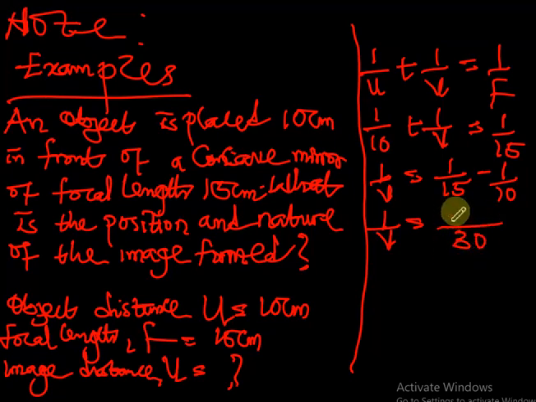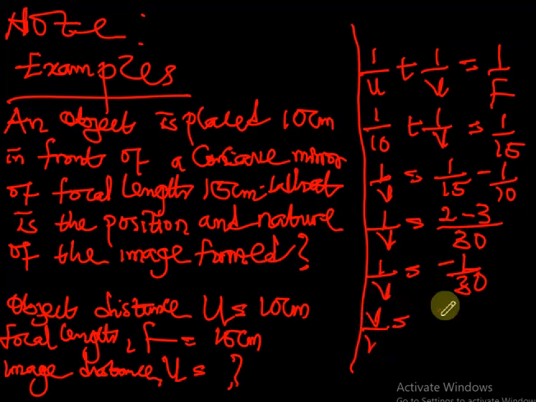30 divided by 15 is 2, 2 times 1 is 2, minus 30 divided by 10 is 3, 3 times 1 is 3. So you have 1 over v equals minus 1 over 30. And that shows that if you take the inverse, v over 1 equals minus 30 over 1. That shows that v equals what? Minus 30. So now the next question that follows is, what is the position and nature of the image formed?